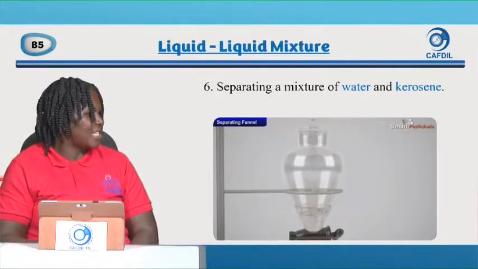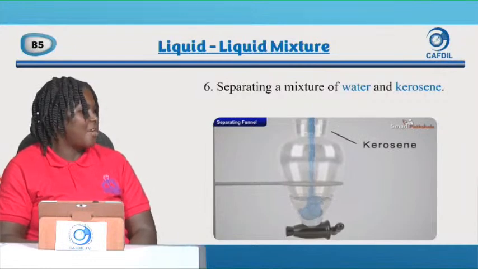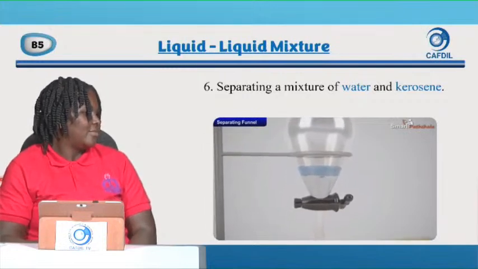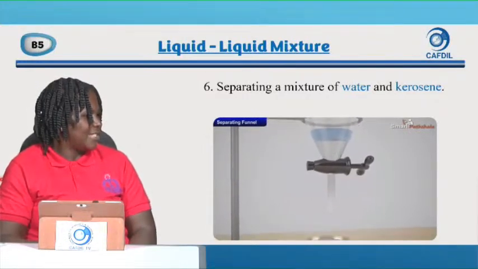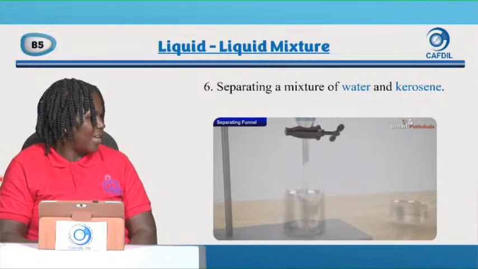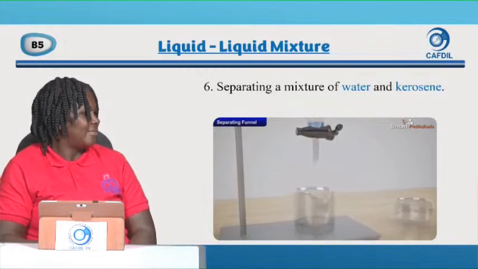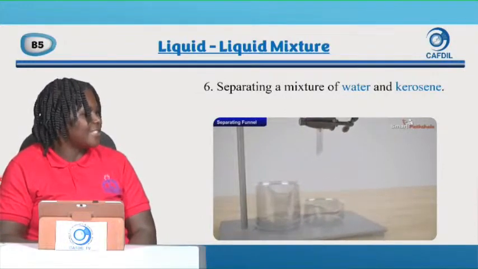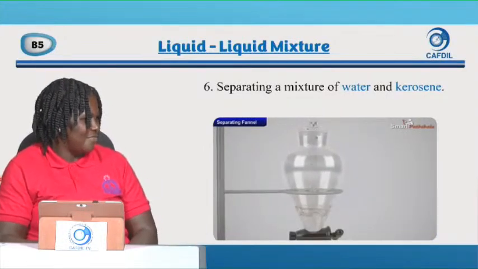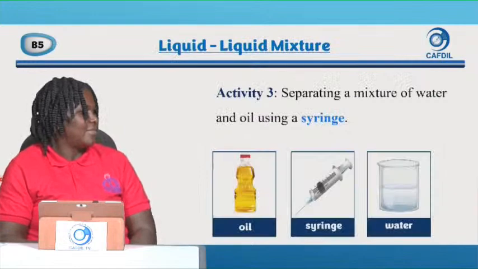Separating a mixture of water and kerosene. So the kerosene is being poured into the separating funnel with the water. It's the same thing as the oil and the water. So the water being heavier will settle down. So you pour out the water. Since they have two layers, you can see. And then the kerosene. So we have our water and the kerosene being separated using the separating funnel. Good.